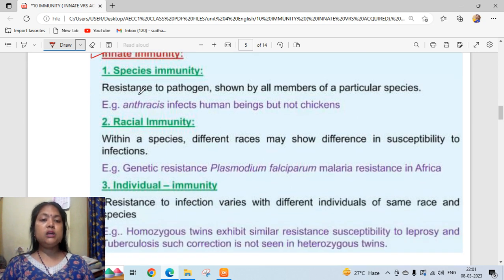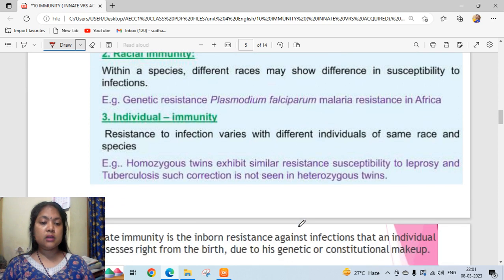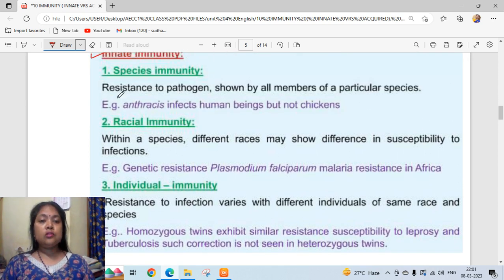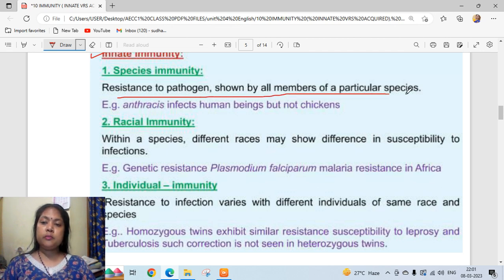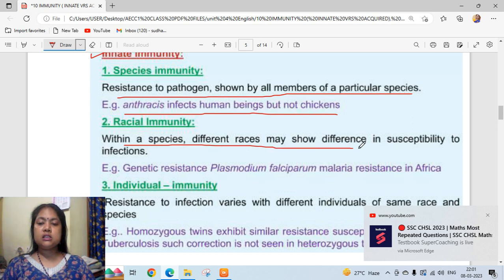Then innate immunity, as I told, has types: specific, racial, and individual immunity. Specific immunity is resistance to pathogens shown by all members of a particular species. For example, anthracis infects human beings but not chickens. This is species immunity. Then racial immunity: within a species, different races may show differences in susceptibility to infections.